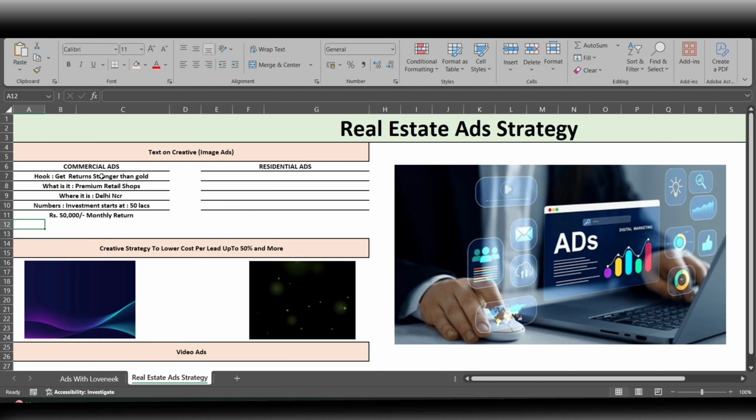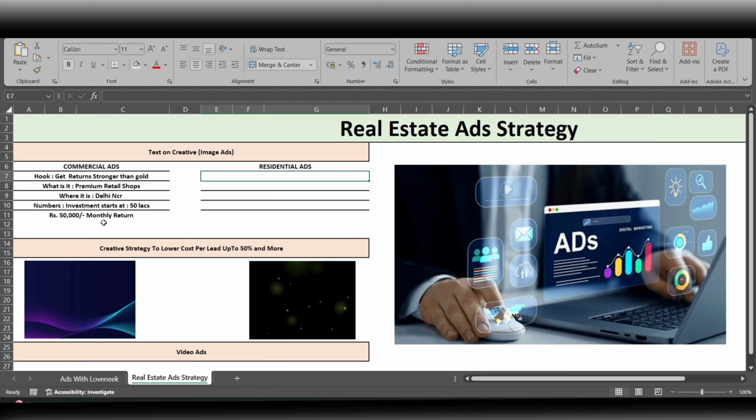Once you give this content brief to your designer, he will read the hook line, get returns stronger than gold, and create the creative on the basis of your theme. Then you will mention these things normally: there is a premium retail shop in Delhi NCR, investment starts at 50 lakhs, and this will be the monthly return. This will look very catchy and very informative without adding too much information on the creative. And these are the only important details that one would need when they are looking for commercial property. The same format goes for residential ads as well.